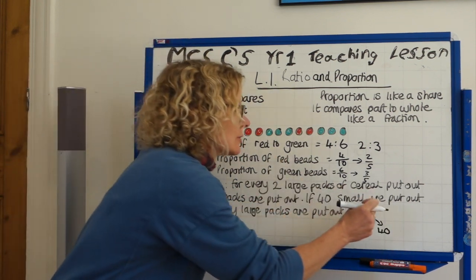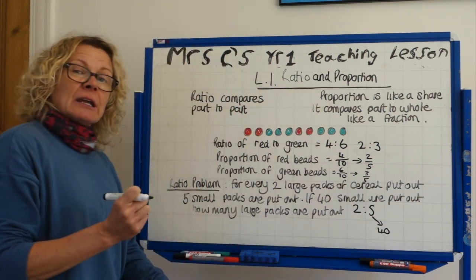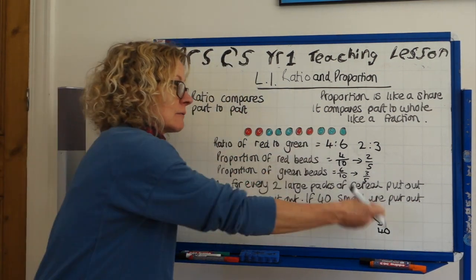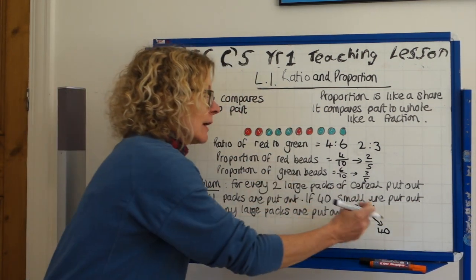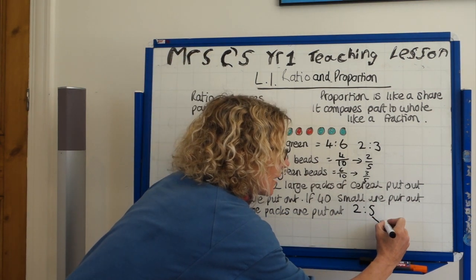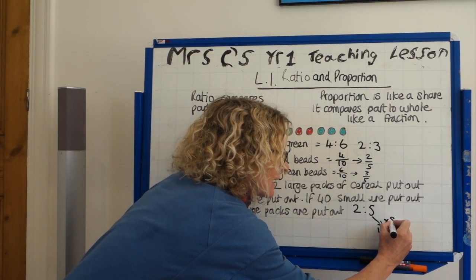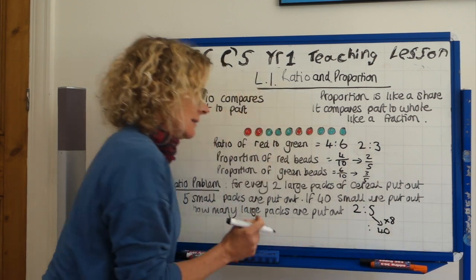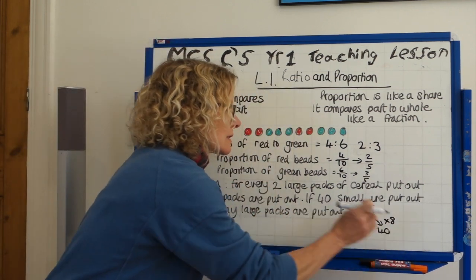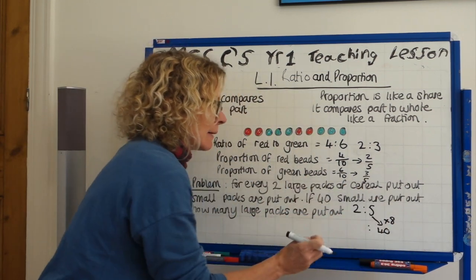Okay, what have we done with that 5 to turn it into 40? How many lots of 5 are in that 40? 5s into 40 go 8 times. We've timesed it by 8. So there are 40 small packs, so we've grown that by 8.